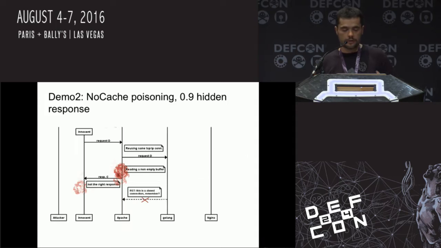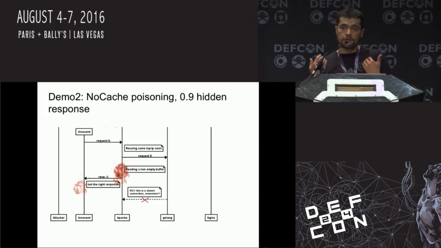Then, when a new request comes in for Apache from anybody, Apache reuses the same TCP/IP connection with the backend, sends a new request, and reads on the TCP/IP connection to see if there is maybe a response inside. It sees that there is a response, takes it, and sends it back to the user, just before getting the real response, which was, hey, no, you should not reuse this connection. This is an RST on TCP/IP because there was a 0.9 response, so you should not reuse the connection. But it's too late. The message was stored and was sent back to the user.